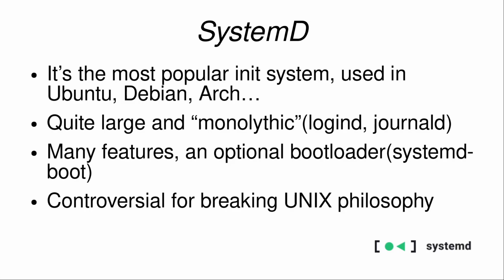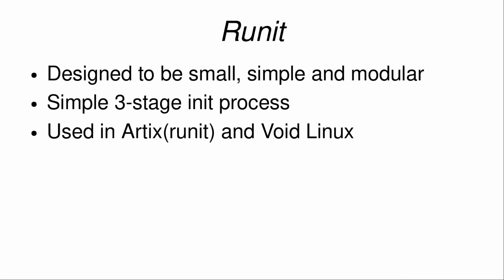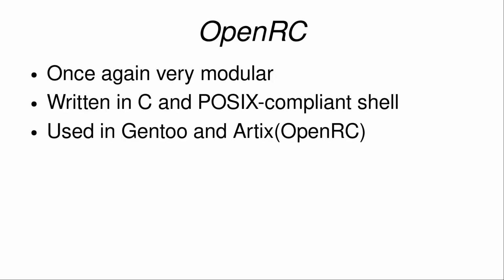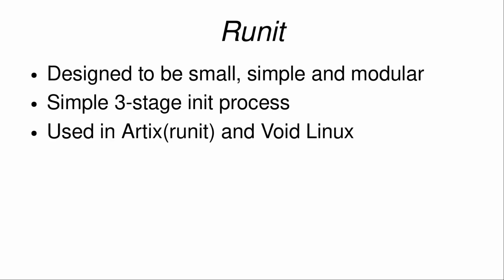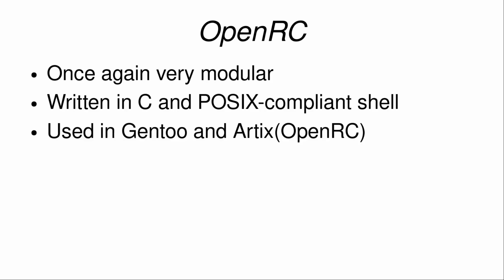So speaking of other init systems, Runit. It's designed to be small, simple, and modular. It's got a simple 3-stage init process, and it's used in Artix, the Runit version, and Void Linux. So if you're running Artix with Runit or Void Linux, you're using Runit as your init system. Then we have OpenRC. Once again, it's very modular. It was written in C and POSIX compliant shell, which means it can run on things like FreeBSD. I think that also applies to Runit. And it's used in Gentoo and Artix OpenRC. So if you're running Gentoo, or if you're on Artix and using OpenRC, you're using OpenRC.